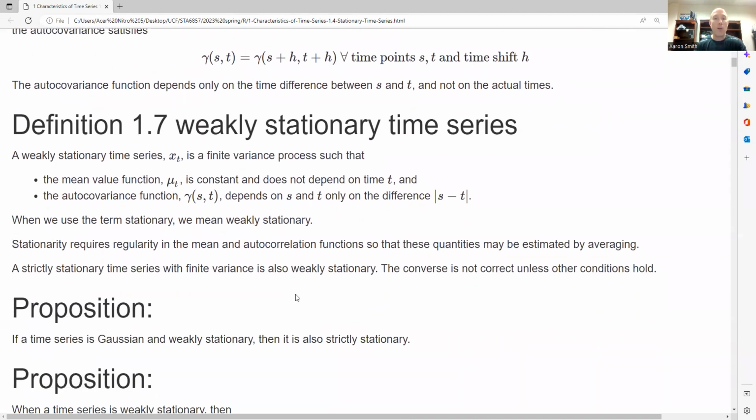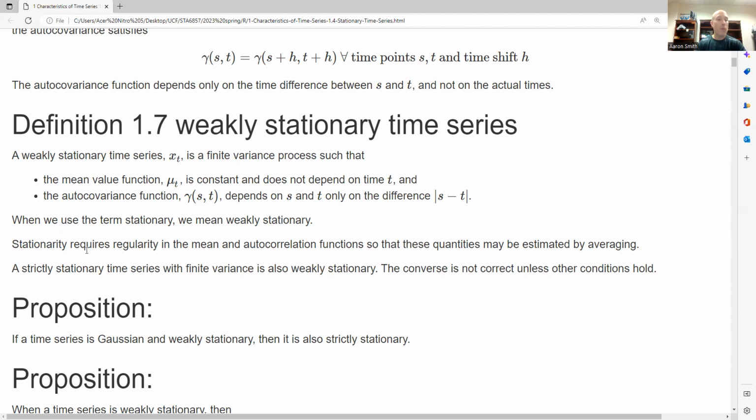Now, a weakly stationary time series has two features. First one is that the mean is constant and does not depend on time. Next one is that autocovariance depends on the difference between time, not on the actual values of the observations. It doesn't matter when I'm interested in the time slots. It just matters what the difference is. So if I have a window, I'm interested in two slots. If I shift over by the same amount, I get the same autocovariance.